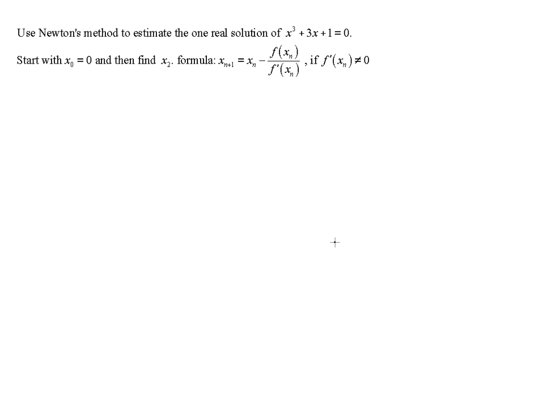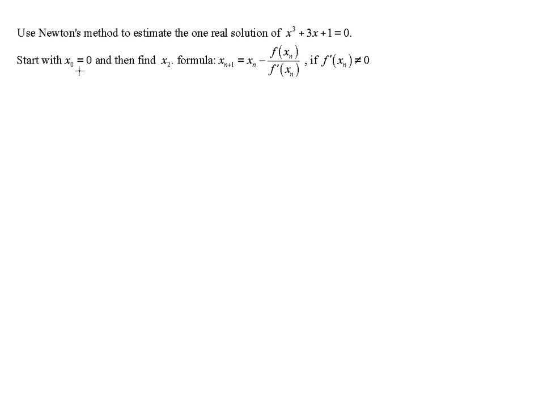Okay, this is exam 2 review, the last problem, number 16, and it uses Newton's method. We're basically given everything we need here. We just need to know how to take derivatives. We're given the formula. So basically, we're going to find x sub 2 by first finding x sub 1.